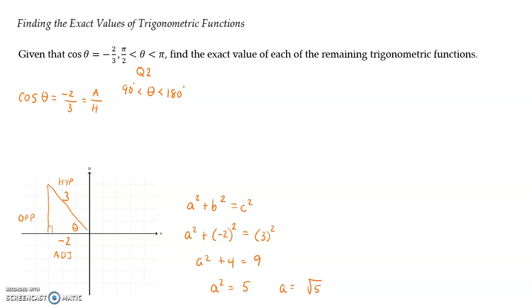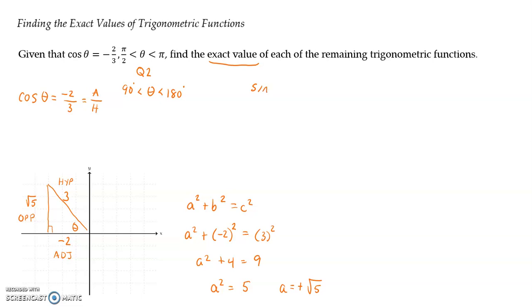Now, keep in mind when you take the square root, you get both a positive and a negative number. You want to pick the one that applies to the situation that you're working with. Since you're working with a side length here that is on the positive y-axis, you want to make sure then that you use a positive radical 5 for this side length. Now that we have all 3 of our sides labeled, let's go ahead and find, we want exact values here, right, the exact value of each of the remaining trig functions.